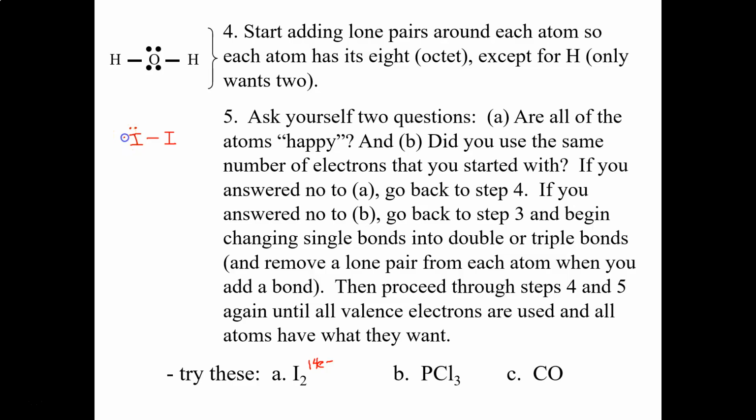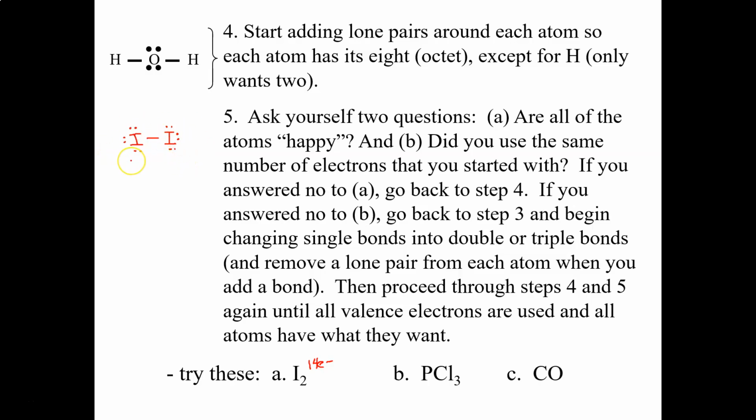So if I put 2 here, and if I put 2 here, and if I put 2 here, now this iodine has a total of 8, right? There's 2 from the bond plus these 2, and these 2. So that's 8 total. This iodine wants the same thing, so we're going to put some lone pairs around this iodine. Okay, now that iodine has everything it wants. It has 2, 4, 6, and then 2 from the bond is 8.